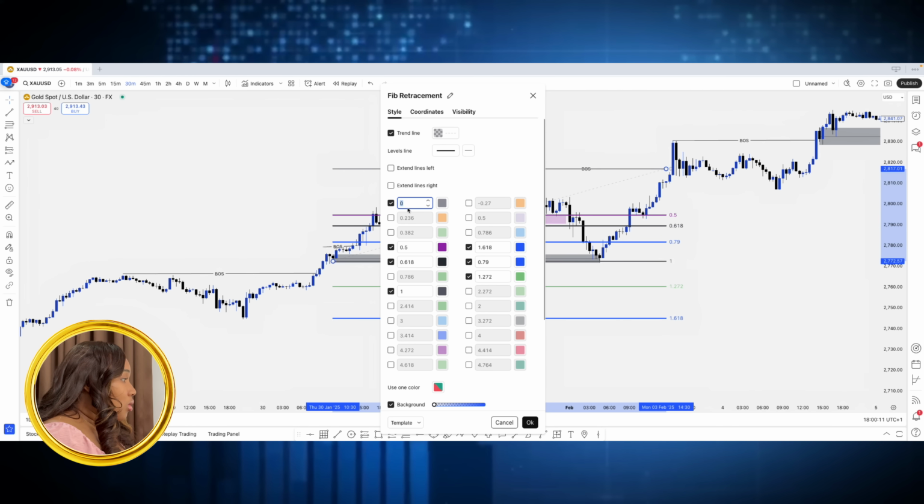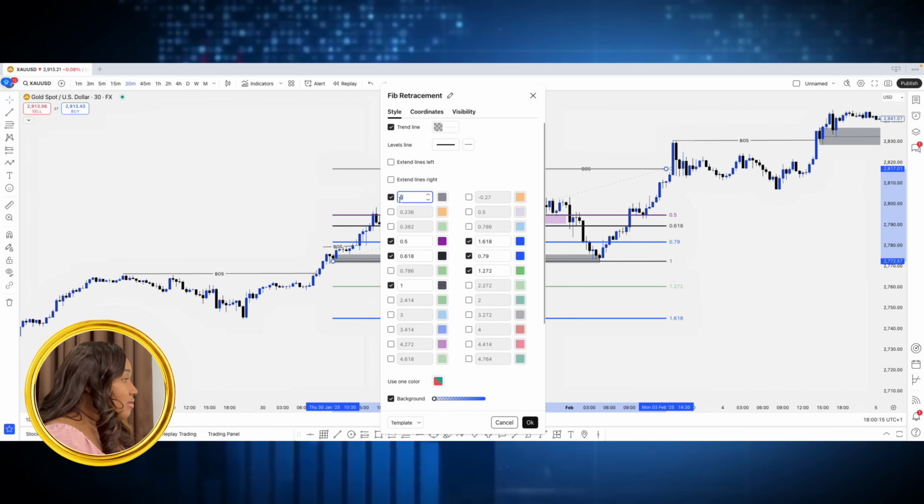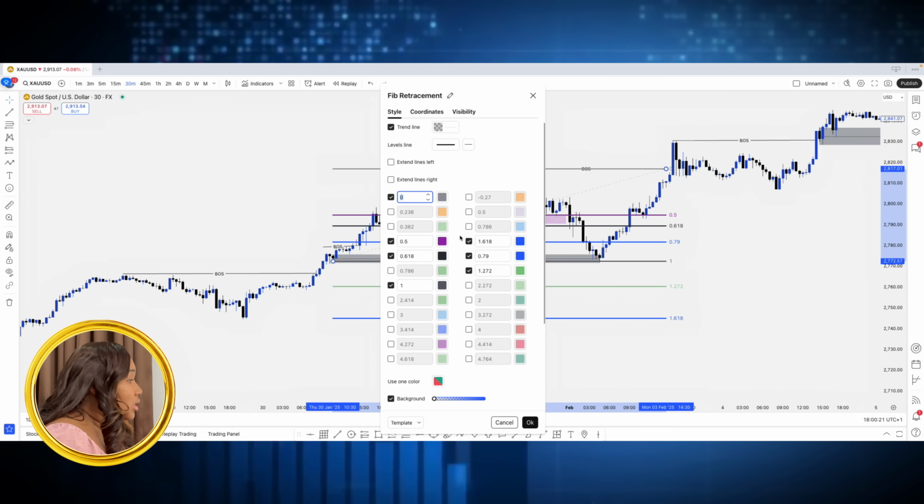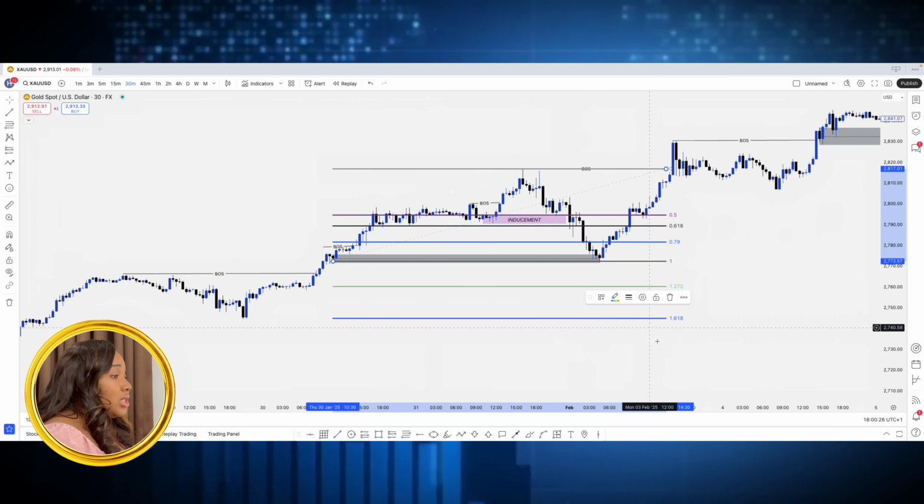You can see this is my fib settings. You can see everything I turned on, which is this one. So quickly take a screenshot and then set yours. So let's keep moving forward.